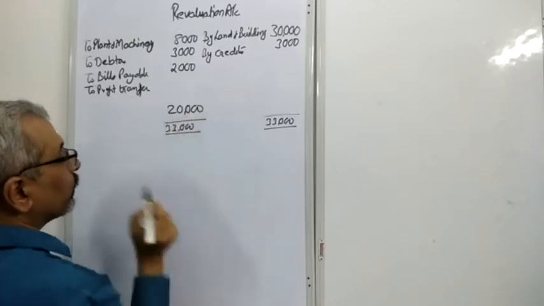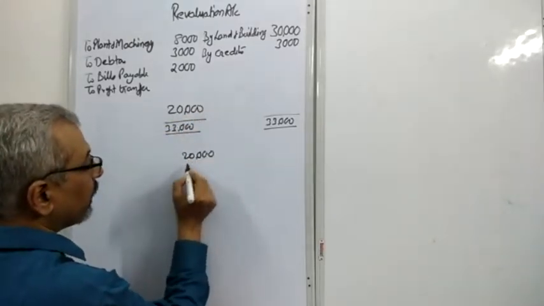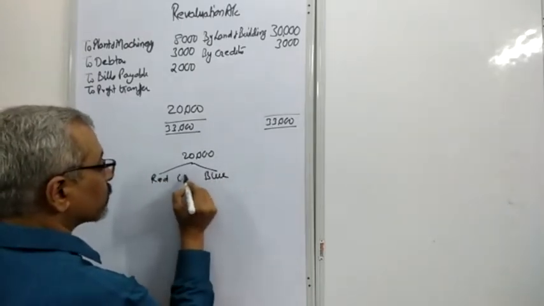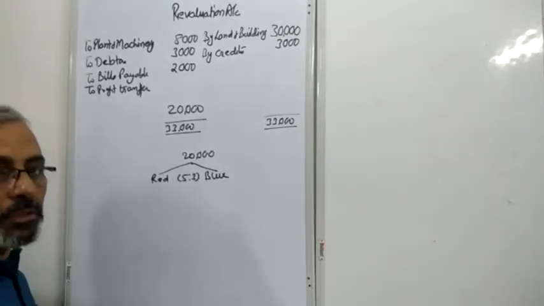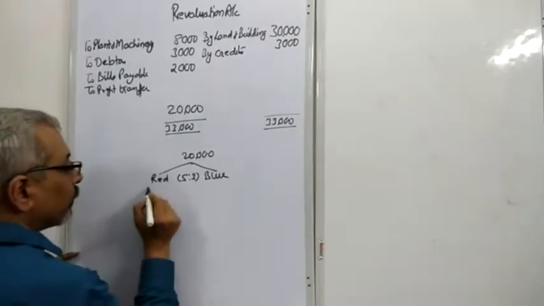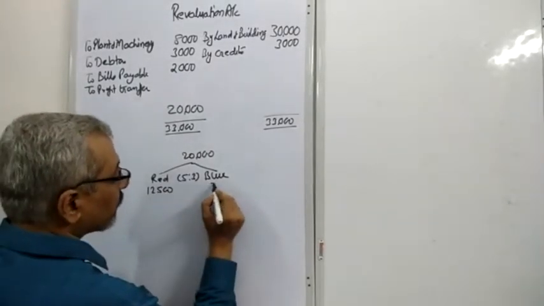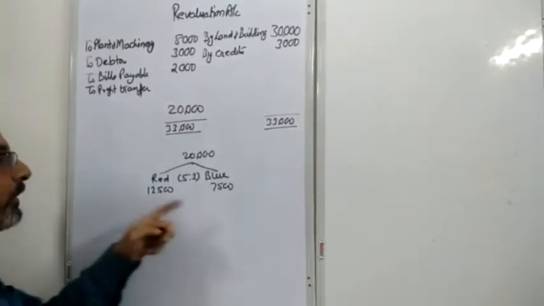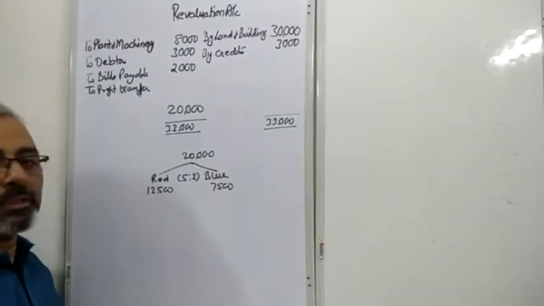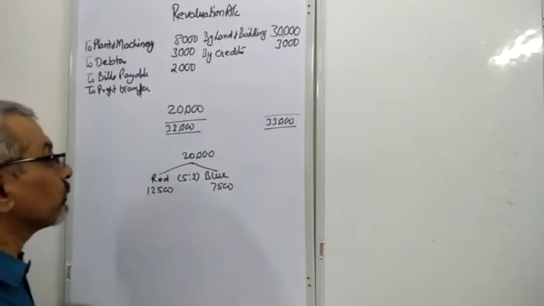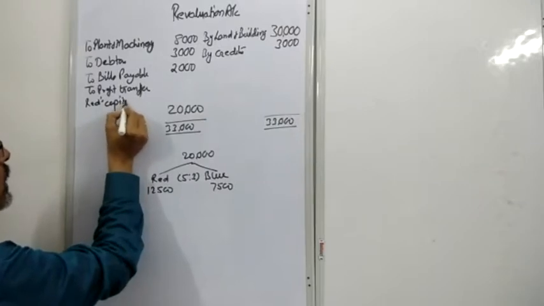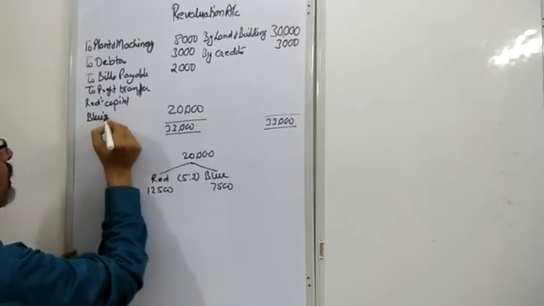profit of 20,000. Now this 20,000 will be divided among the two partners, red and blue, in their profit sharing ratio, which is 5:3. So if we divide 20,000 by 8 and multiply it by 5, we get a value of 12,500 for red and we get a value of 7,500 for blue. How did we get this? If we divide 20,000 by 8, we get 2,500, multiplied by 5, we get 12,500, multiplied by 3, we get 7,500.